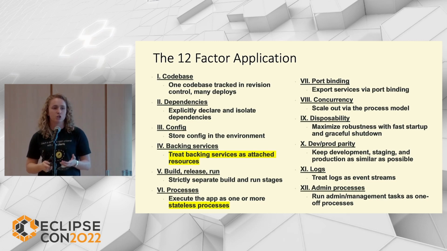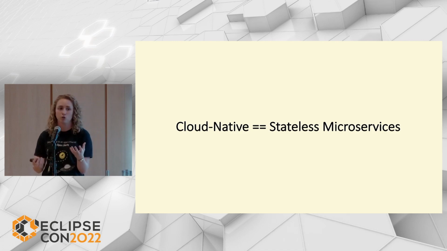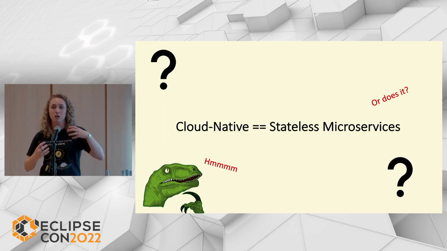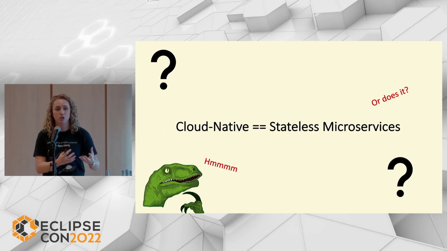And what this often leads to is this assumption that in order to be cloud native, we have to be stateless. We have to have stateless microservices. We can't have state stored. But what I want to know is, is this really the case? Does this have to be a one-to-one relationship between the two? Can we enable ourselves to build effective microservice-based applications that are still able to have state?